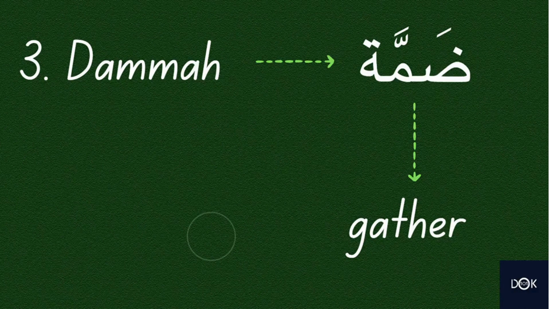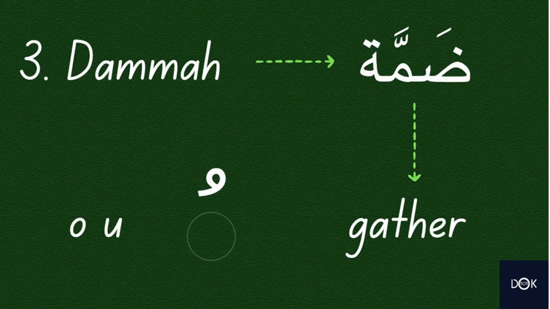But Ḍammah looks like the letter Wow, which is a slanted wow. And Ḍammah is placed over a letter, above the letter, not under the letter. And the sound of Ḍammah sounds similar to the two vowels in English, that is O and U. So Ḍammah looks like a slanted wow and is placed over a letter, and the sound of Ḍammah resembles the sound of two English vowels O and U.